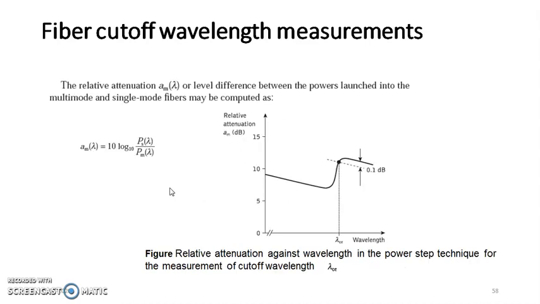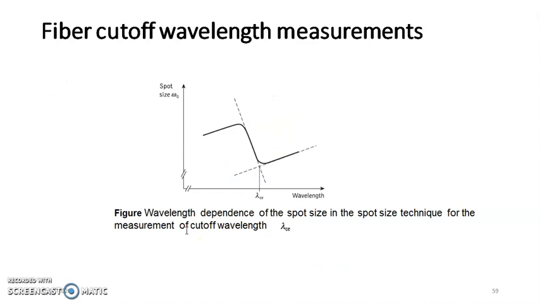This one is the relative attenuation against wavelength in the power step technique for the measurement of the cutoff wavelength. In this case, relative attenuation, or a level difference between the power launched into the multimode and a single mode fiber, may be used. So this one is about your wavelength, and the relative attenuation against the given wavelength. Another graph is about the wavelength dependence of the spot size in the spot size technique for the measurement of the cutoff wavelength.